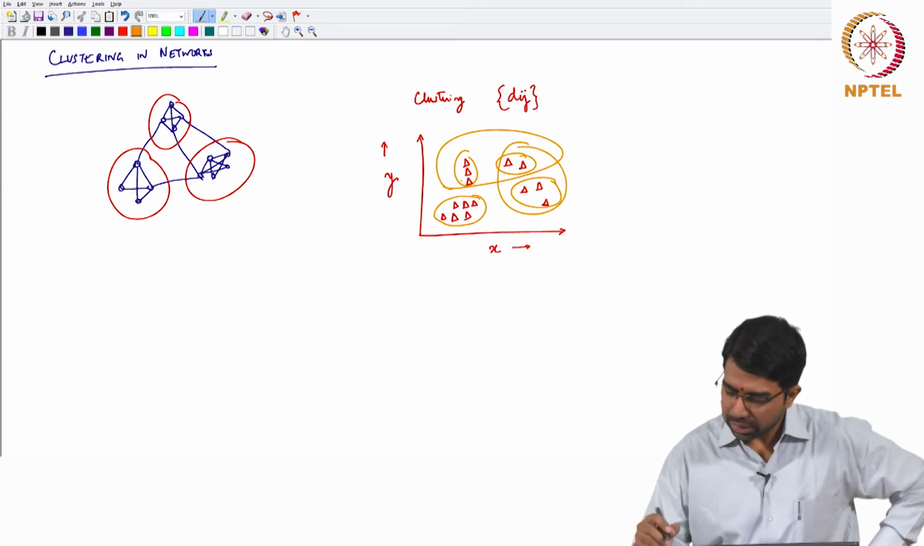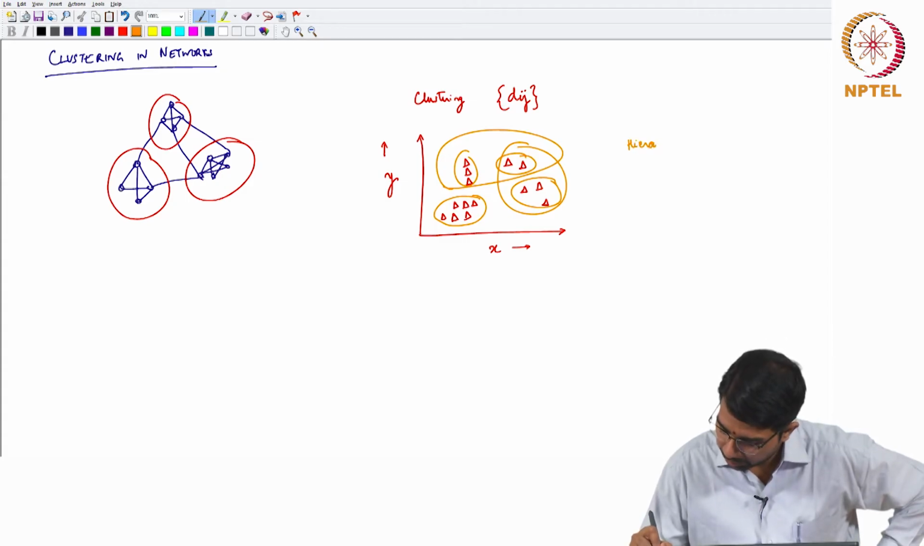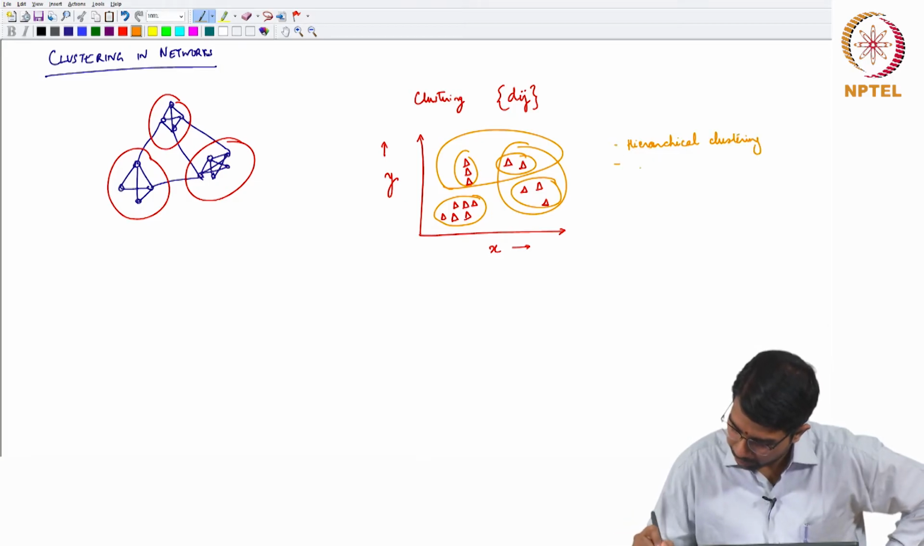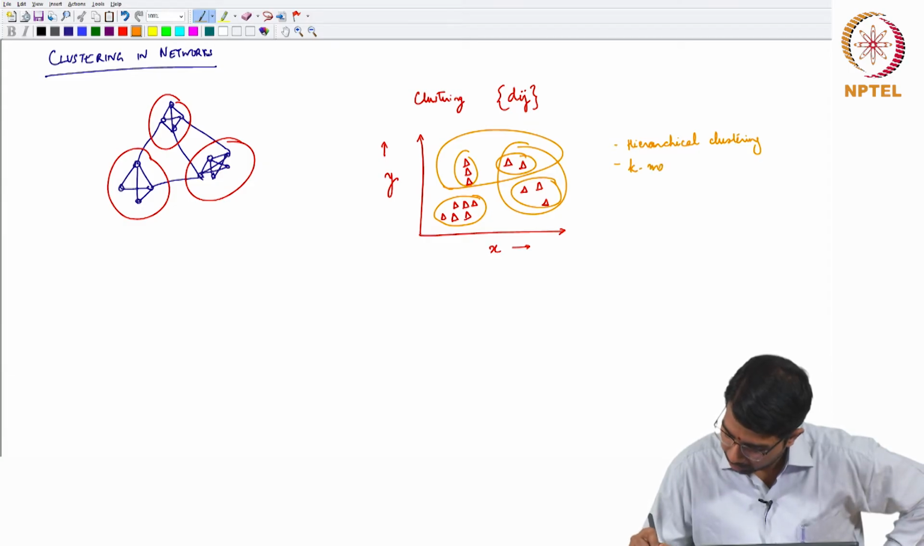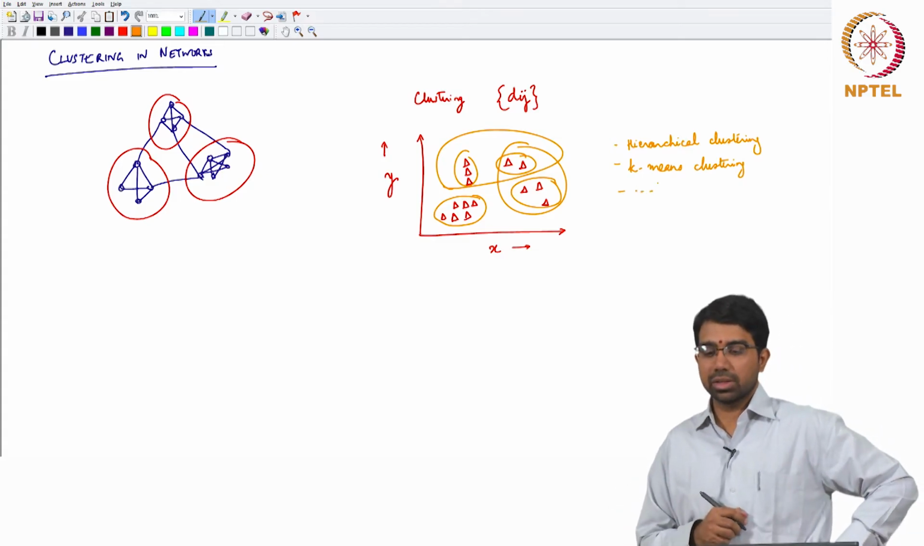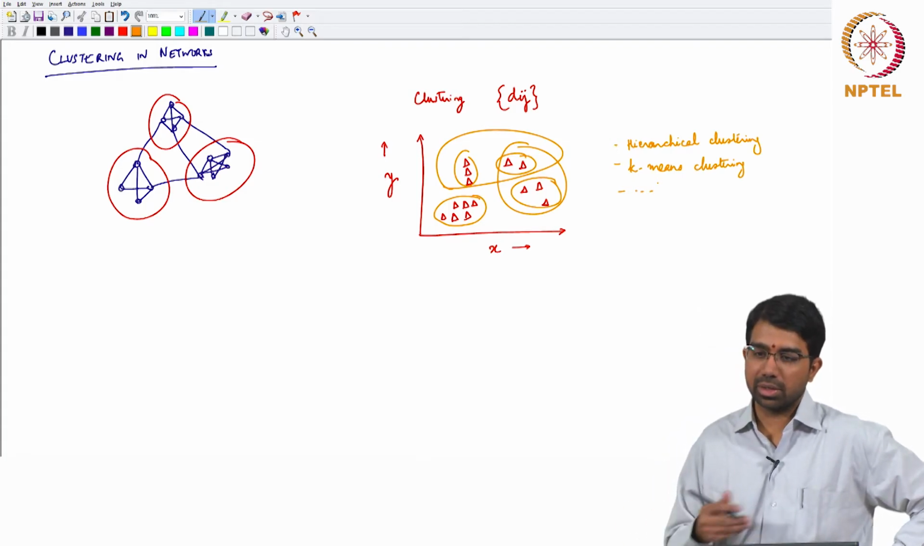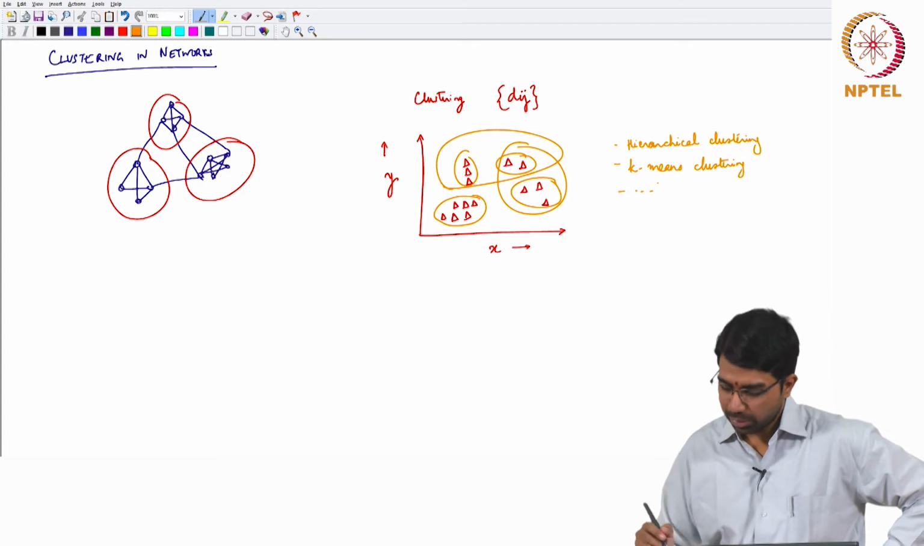There are a few popular algorithms for clustering. There is hierarchical clustering and k-means clustering and several other methods. Let us not get into that at this moment, but let us look at the example of hierarchical clustering because it is very germane to our current problem.